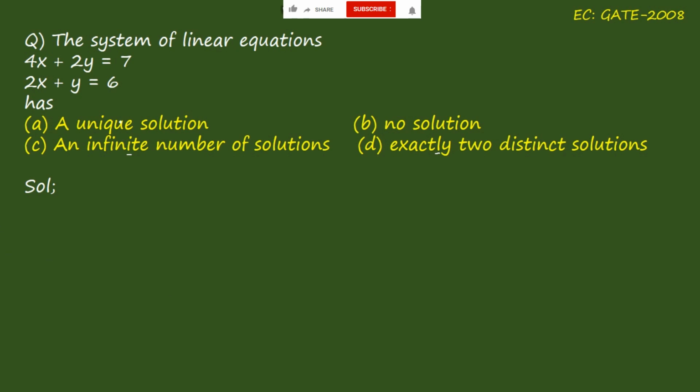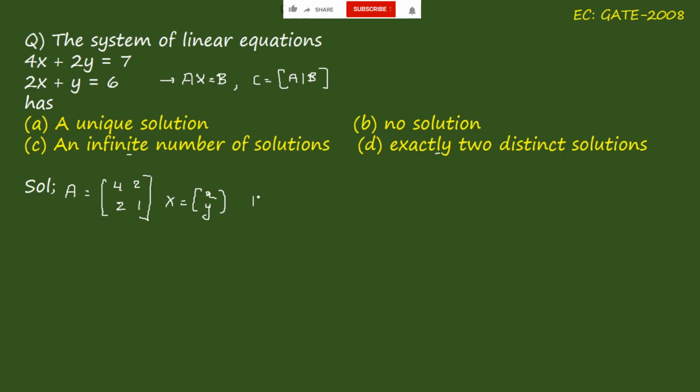First, it's a non-homogeneous equation. So we write it in the form of Ax is equal to B, and C is the combination of both A and B. So first we'll write down the values of A, X, B, and C. A is nothing but the values of the variables, so it is 4, 2, 2, and 1. And coming to the X value, here X is equal to x and y.